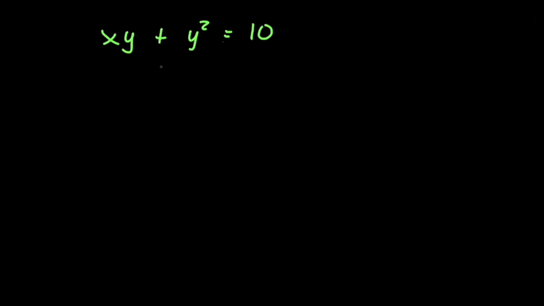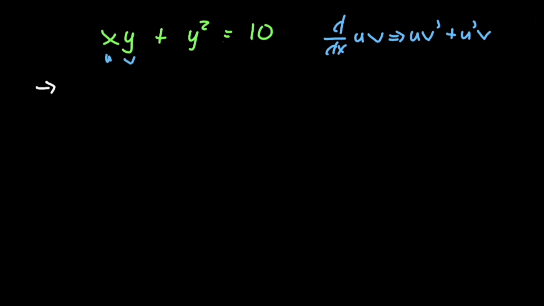Let's try this example. x multiplied by y plus y squared equals 10. The derivative of x multiplied by y is based on the product rule. The formula for this will be the derivative of u multiplied by v is equal to u multiplied by v prime plus u prime multiplied by v. So u here in this case is x and v is y.